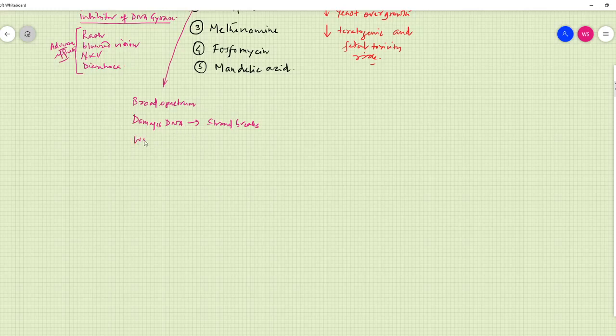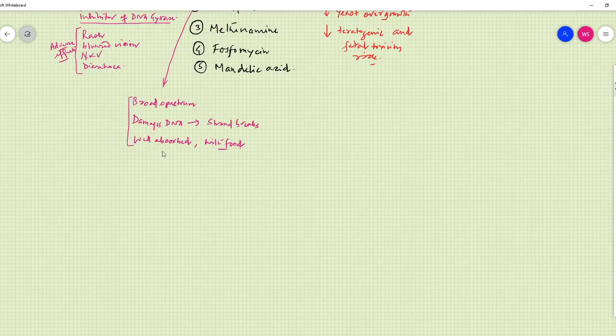It is well absorbed. We can give it along with food. It can be administered with food, so bioavailability basically does not change when it is administered with food. So it is again used for uncomplicated UTI.